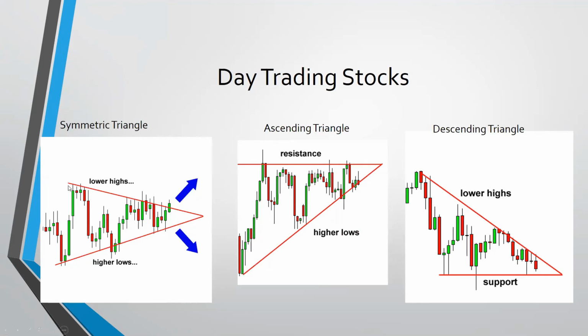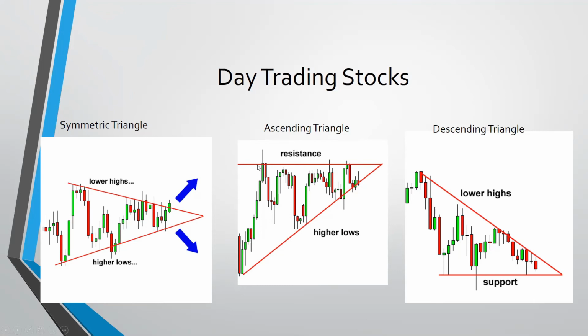So here we have a symmetric triangle. We see highs, but lower highs. We see lows, but higher lows. So this gives rise to a triangle pattern. We can plot a trend line on top here, and we plot a trend line at the bottom here. When we plot the two trend lines, we get a chart pattern that looks triangular, and it looks very symmetrical. This looks like an isosceles triangle. It looks like a symmetric triangle.